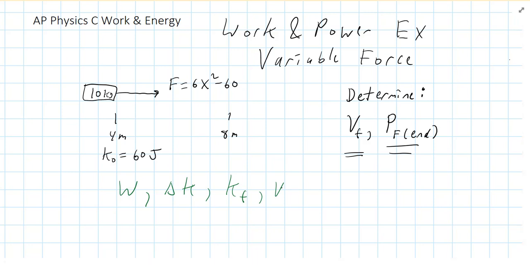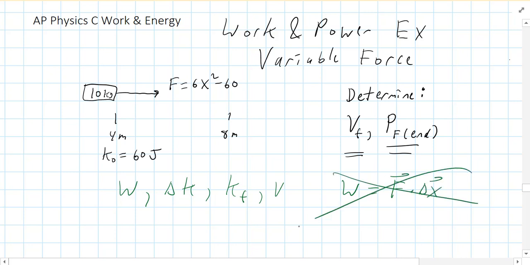So here's my strategy. I've got to find the work done, and that's going to be the change in kinetic energy in this case, and then I can find K final and v final. Now, the force is not constant, so I cannot use work equals force dot delta x. I cannot use that because F ain't constant.